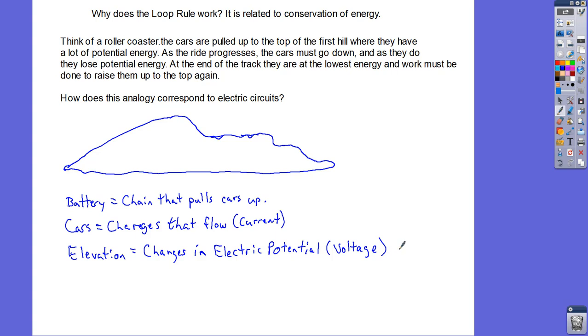So that is basically our analogy. What happens in the battery is one end is low potential, and you can think of this like potential energy, like gravitational potential energy. Low potential, and then we've got high potential up here. And as the cars move around, they have to eventually drop from high potential to low potential when they get around to the end. That's the idea of the loop rule. And the loop rule is essentially conservation of energy.